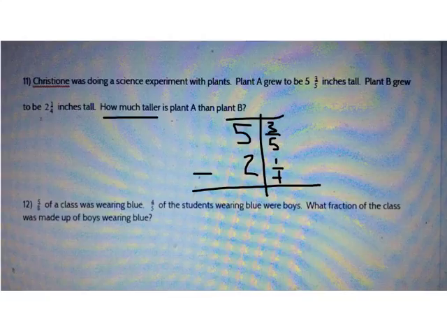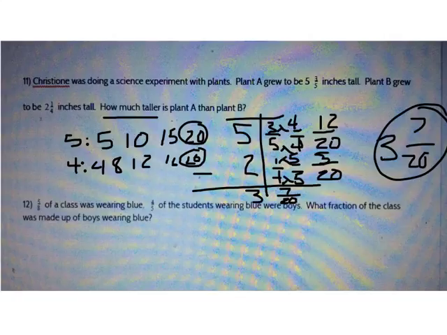Go ahead and solve that subtraction problem now. Remember to find your least common denominator, change the fractions, and then subtract. The correct answer is 3 7/20. Let's do another problem.